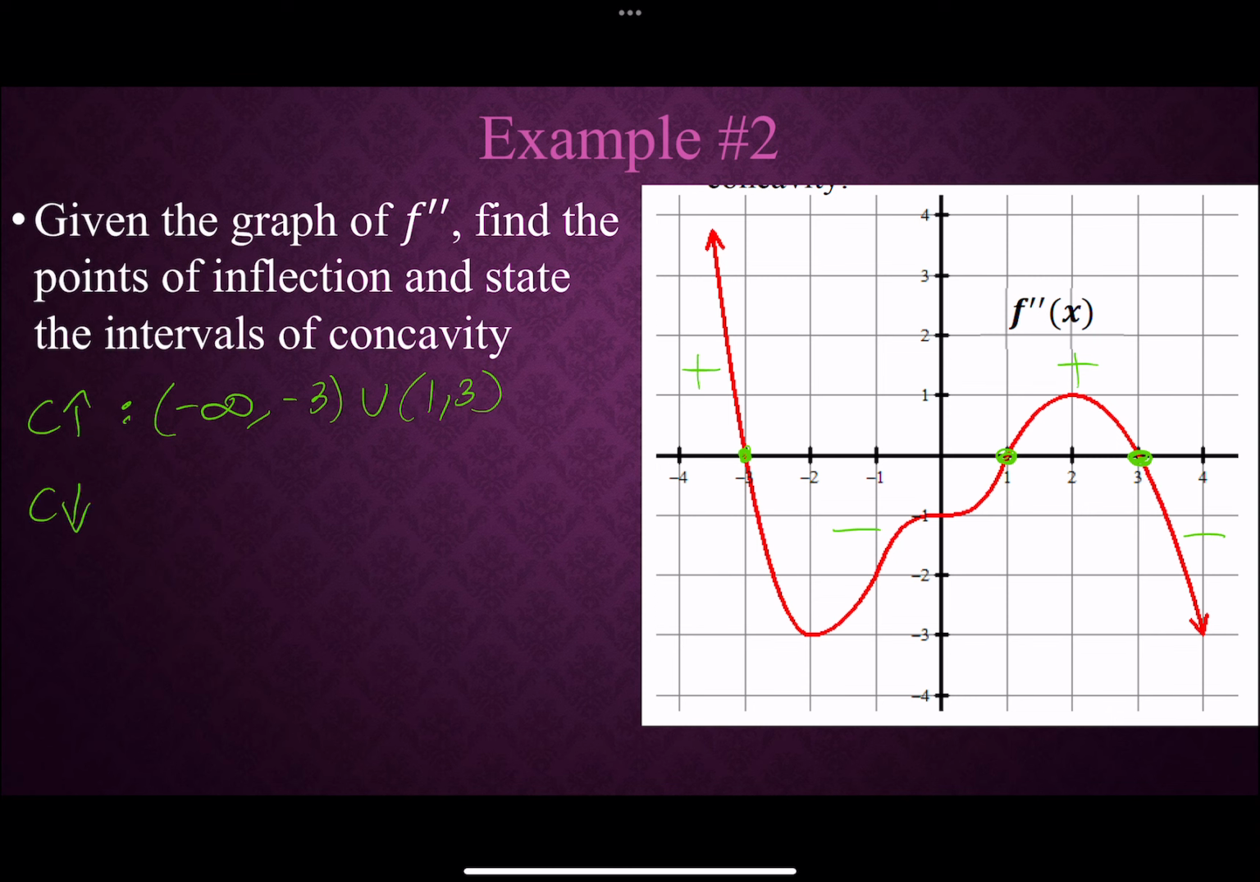Whereas it is concave down from -3 until we get to 1, and then from 3 on to +infinity. With, again, our points of inflection occurring at -3, 1, and 3.